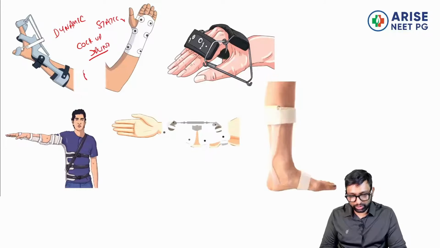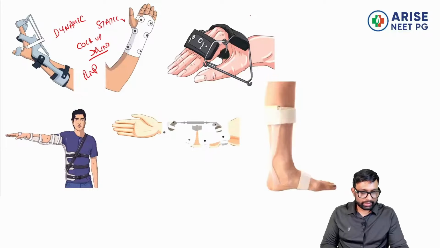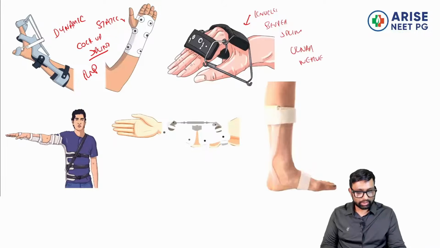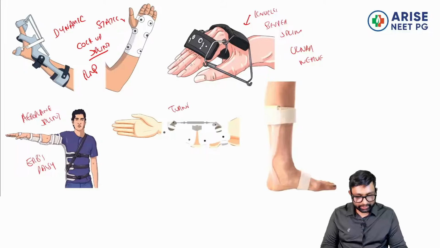These are used in radial nerve palsies. This is a knuckle bender splint, which we use in ulnar nerve palsy. This is an aeroplane splint, which we'll use in Erb's palsy. This is a turnbuckle splint.